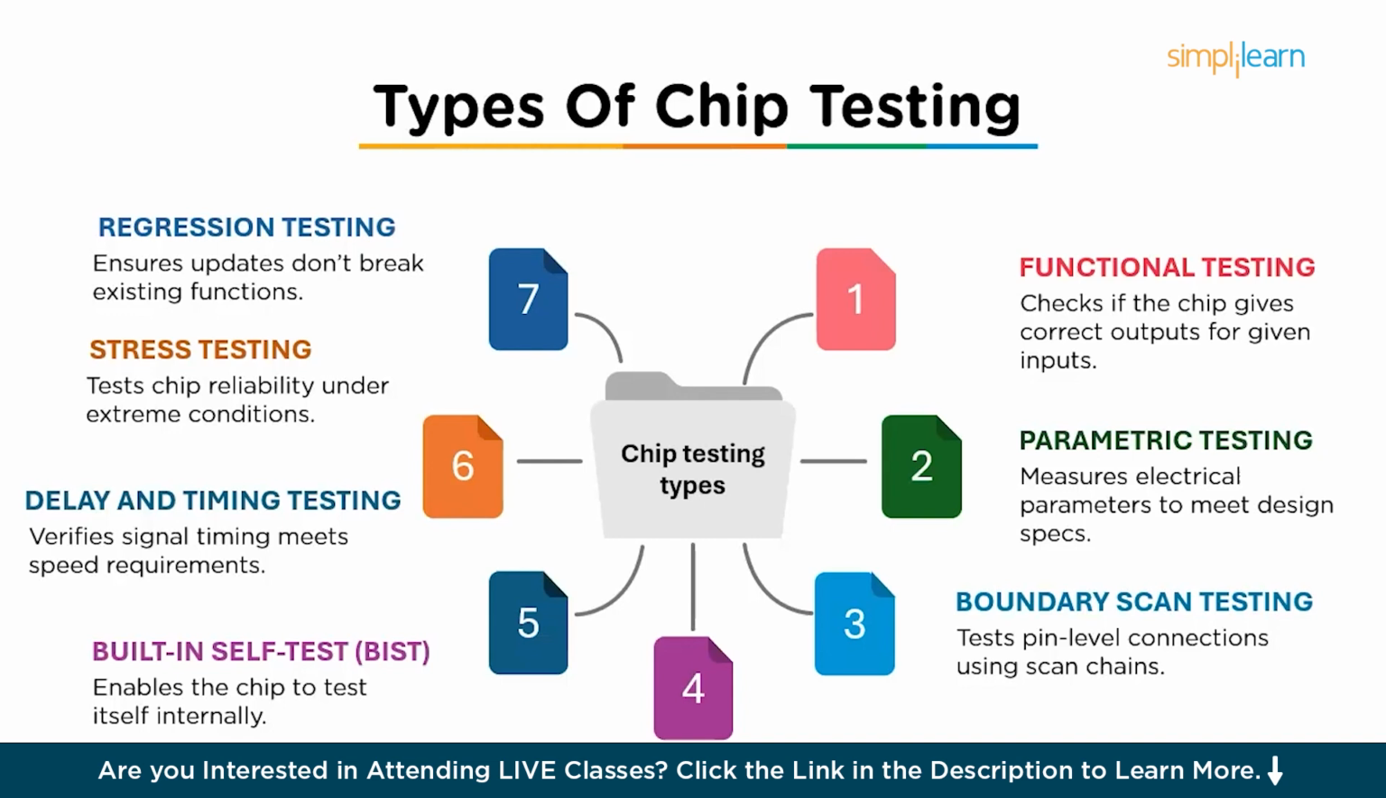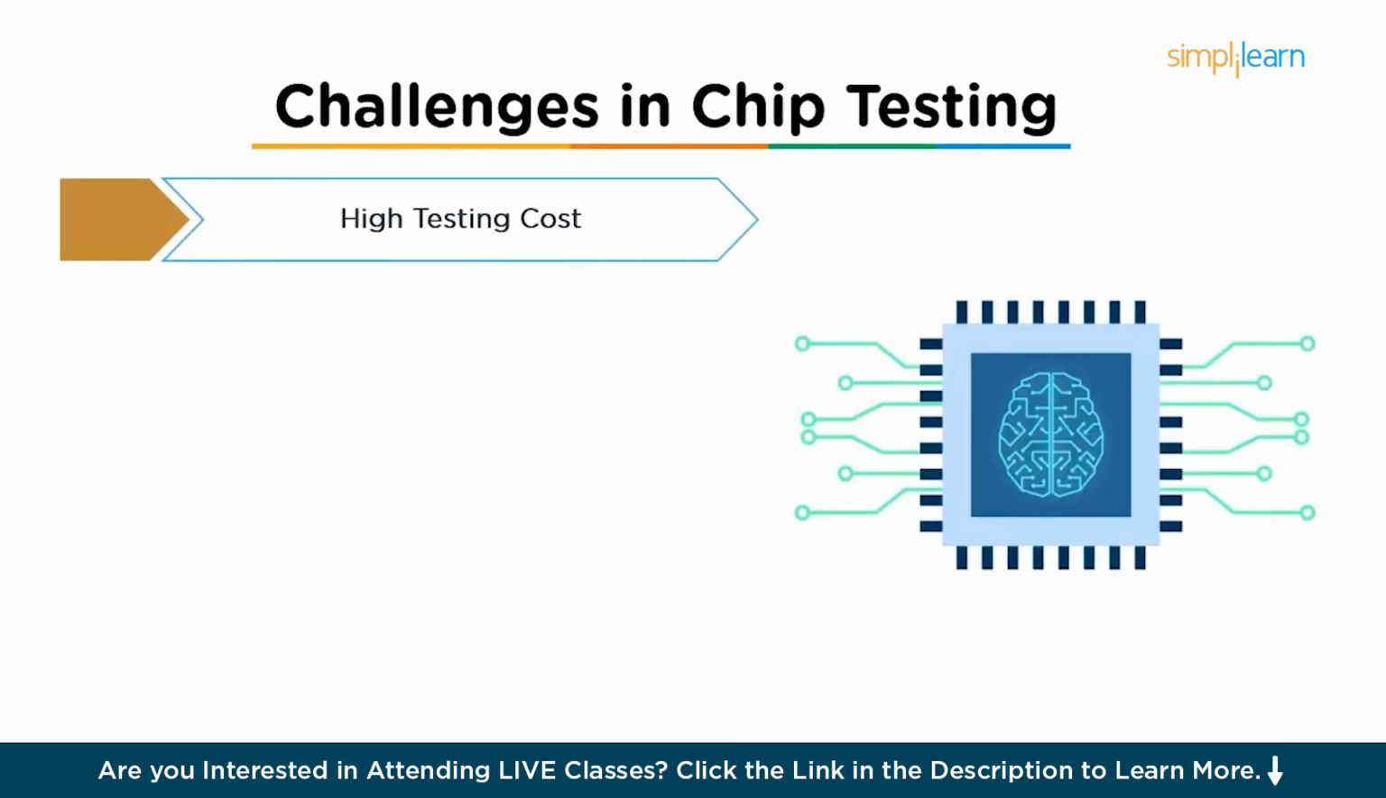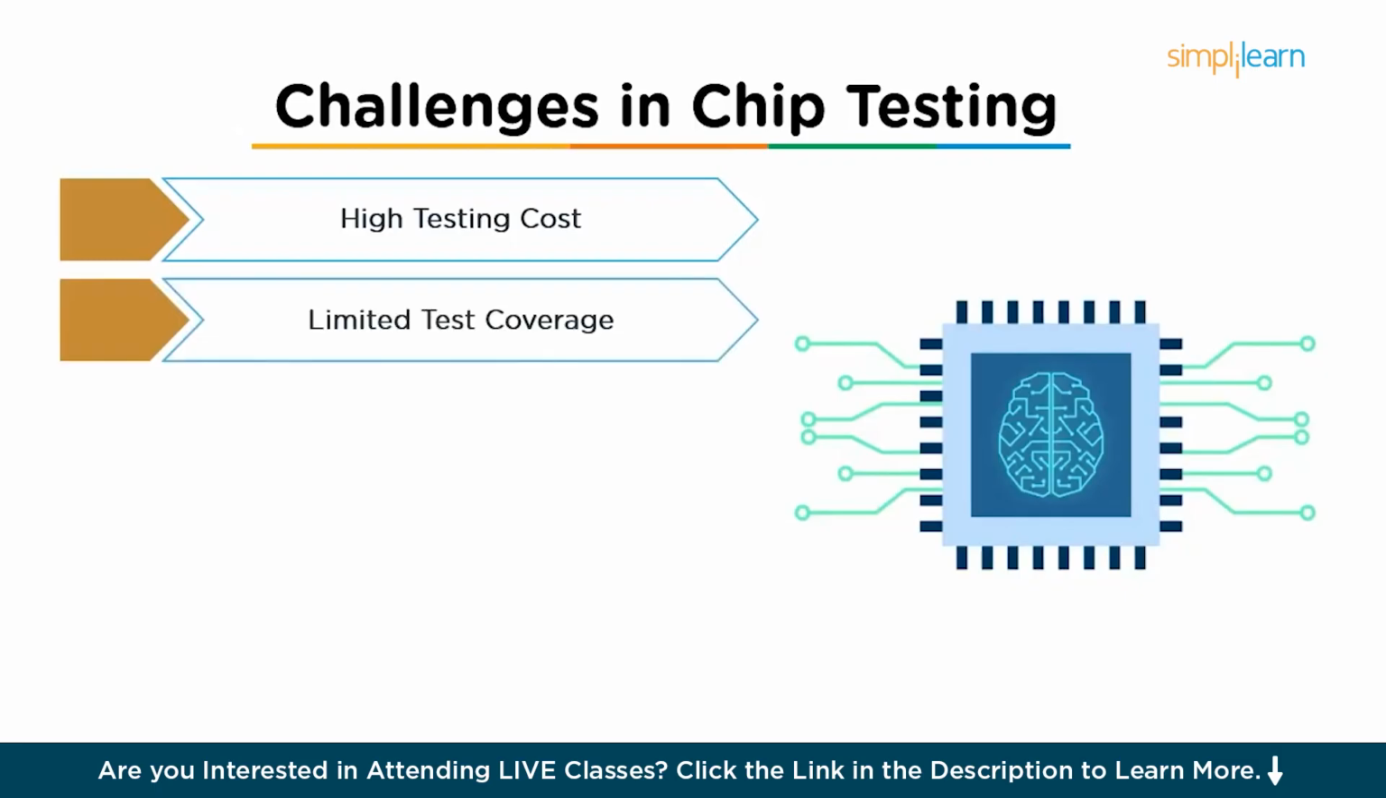So after understanding types of chip testing, now let's see some challenges in chip testing. The first one is high testing cost. Chip testing is a resource intensive process that requires specialized equipment, skilled engineers, and significant computational resources. As chip complexity increases with billions of transistors and multiple cores, the cost of developing and running thorough test cases grows substantially.